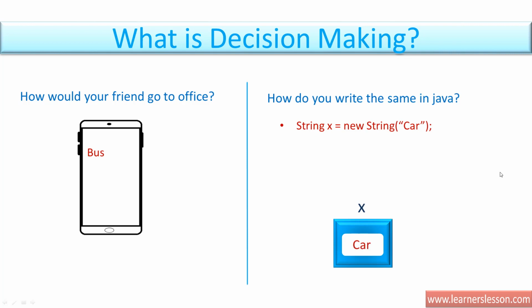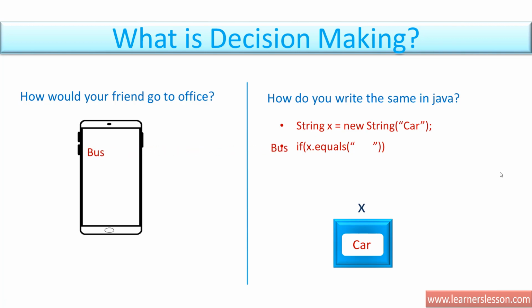Now your friend has to make a decision whether he has to go in this car or not. So he writes this statement: if x.equals, and there is nothing inside the bracket. He has to fill it. In plain English, the meaning of this line is: your friend sees a car coming in, and now he has to make a decision whether he will be going in the car or not. So he takes out his cell phone and finds that you asked him to go in a bus.